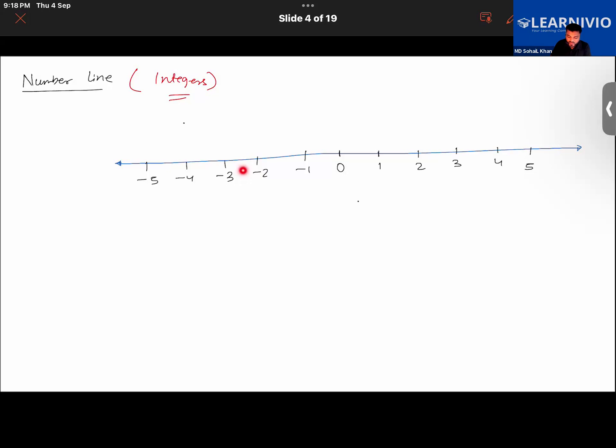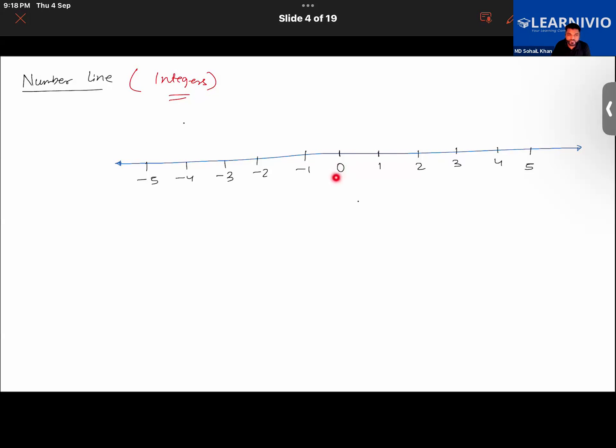And here, every integer will have an opposite. Every integer will have an opposite. What is the opposite of 1? -1, negative 1. What is the opposite of 2? Negative 2. Similarly, what will be the opposite of minus 2? It will be positive 2. So every integer has an opposite, except 0.